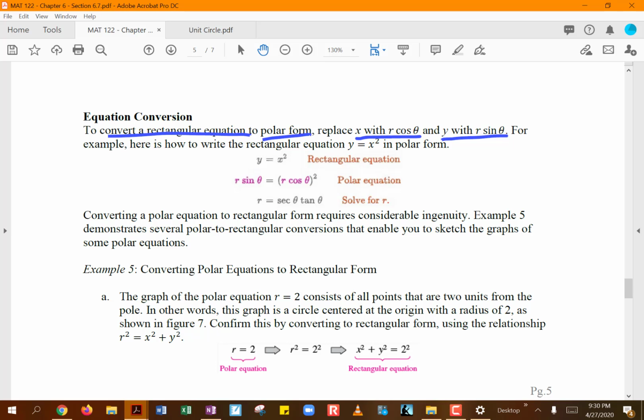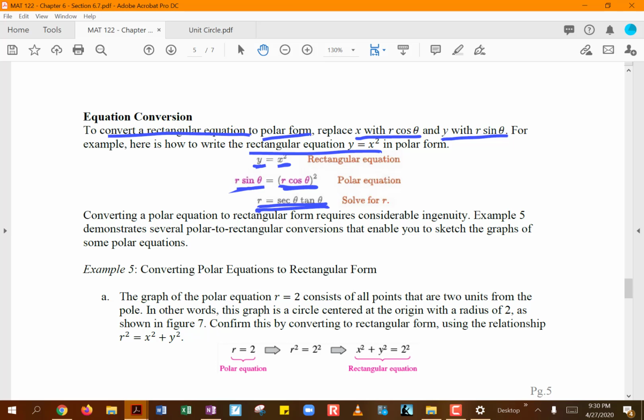So they're saying, let's say we have this rectangular equation, which is y equals x squared. So for y, we make the substitution with r sine theta. For x squared, we make the substitution with r cosine theta, the whole quantity squared. And then basically you are trying to get the r by itself and move everything else to the other side. And once you clean that equation up, you end up getting r equals secant theta times tangent theta.